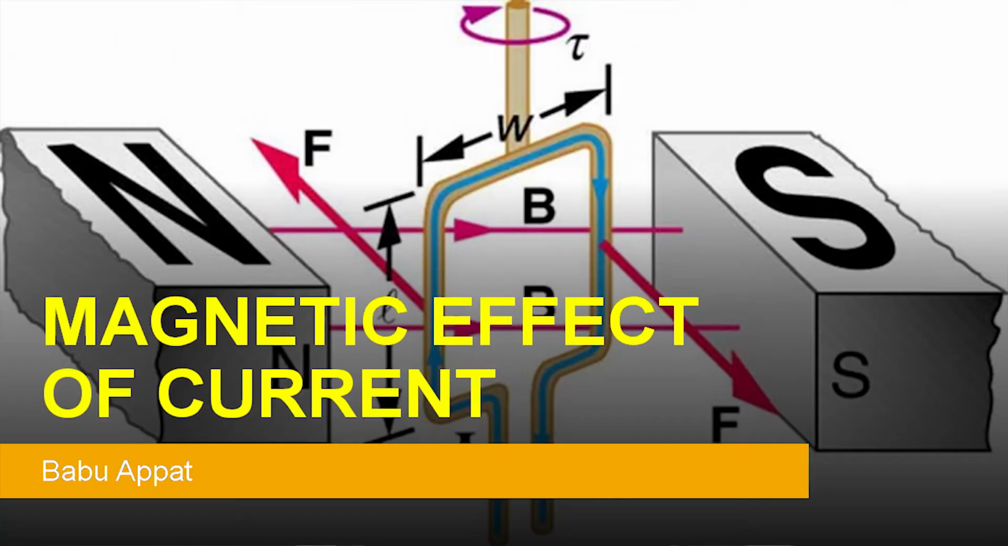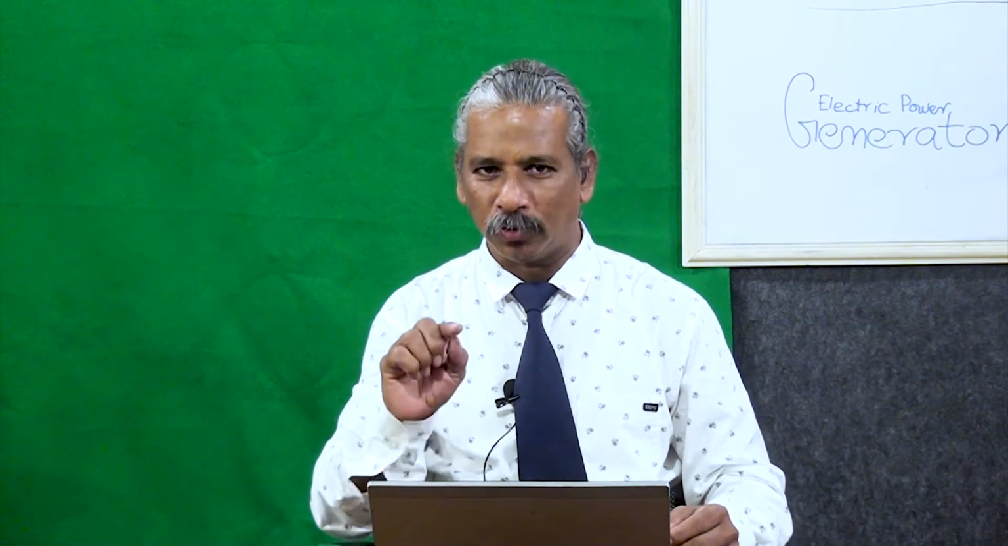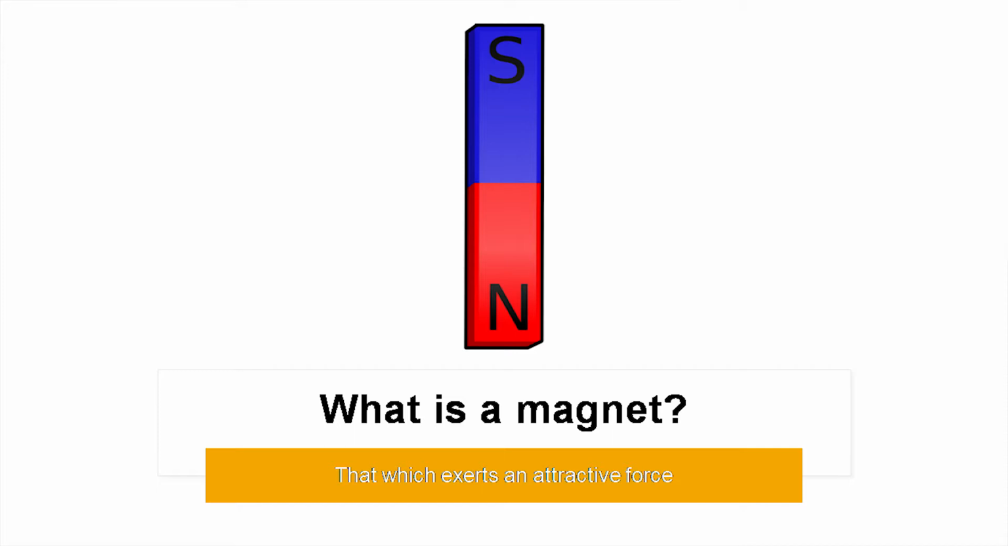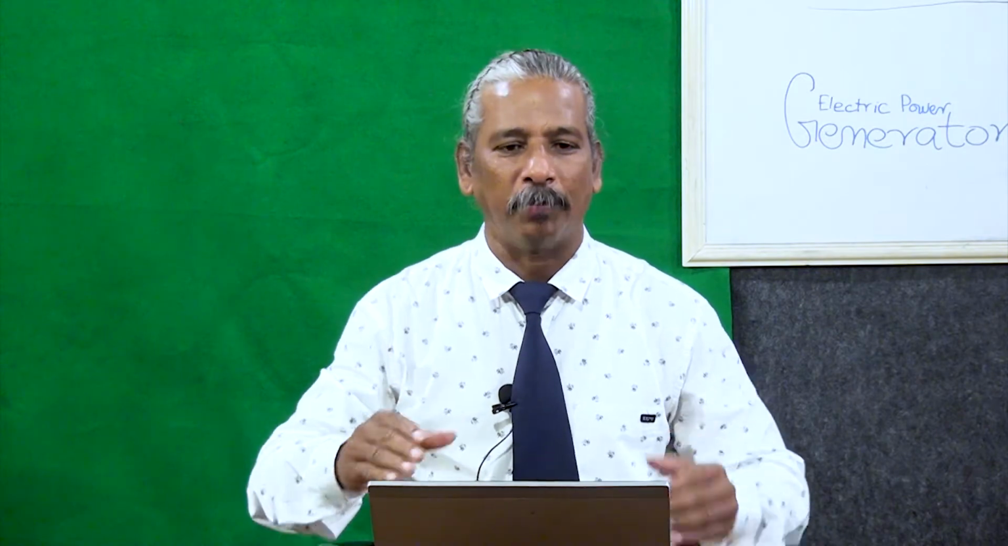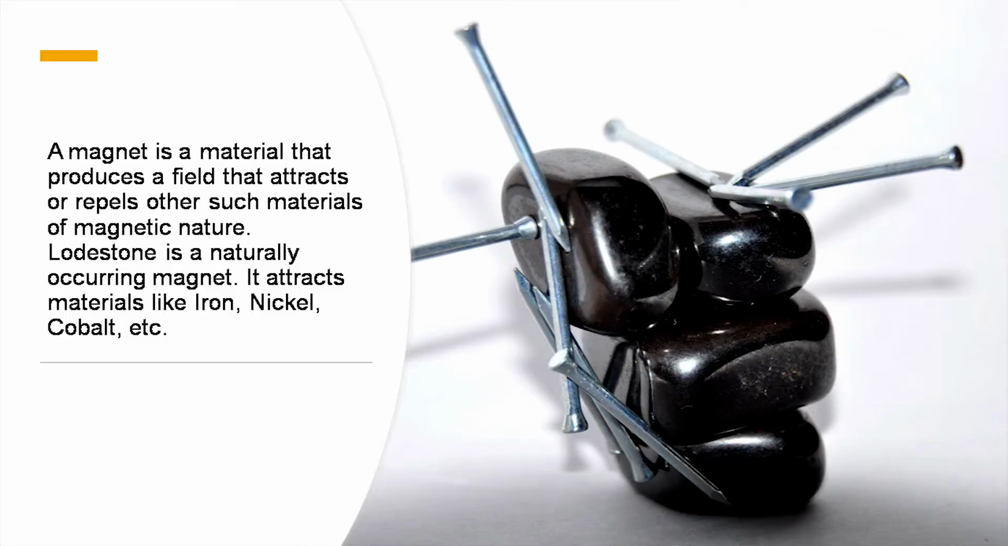Welcome to a discussion on magnetic effect of current, followed by a discussion on power generators. Before we go deep into this, we have to understand what a magnet is. That which exerts an attractive force is called a magnet. Anything which attracts some materials is called a magnet. A magnet is a material that produces a field that attracts or repels other such materials of magnetic nature.